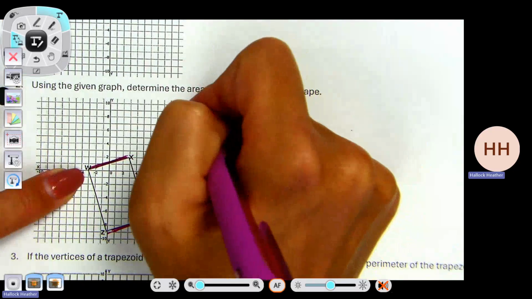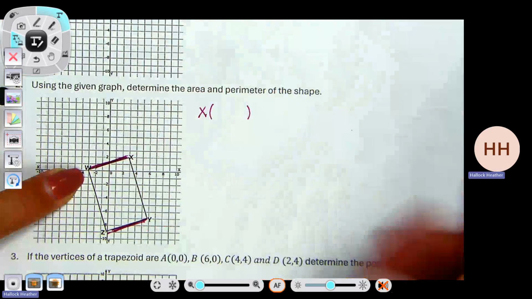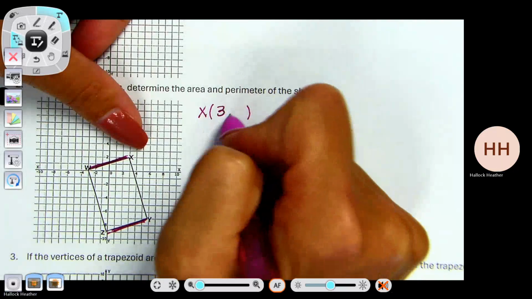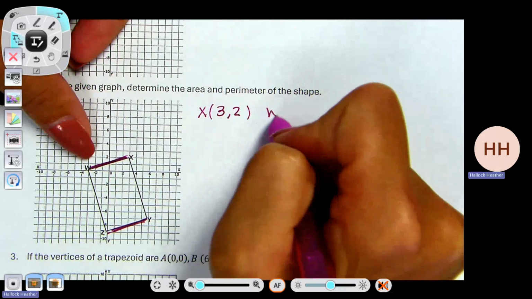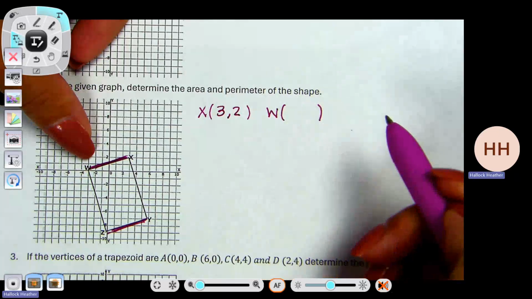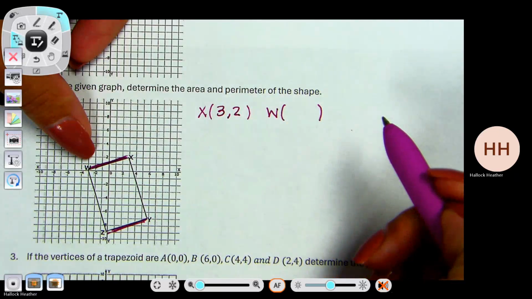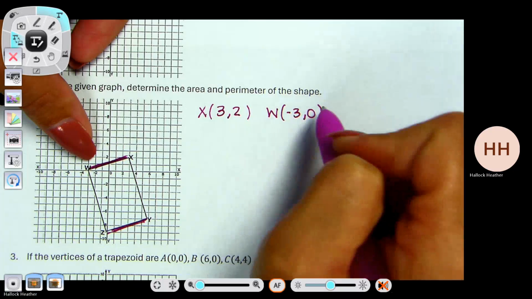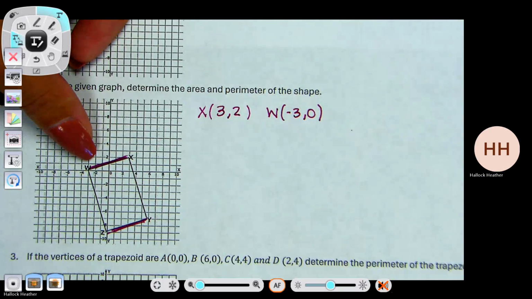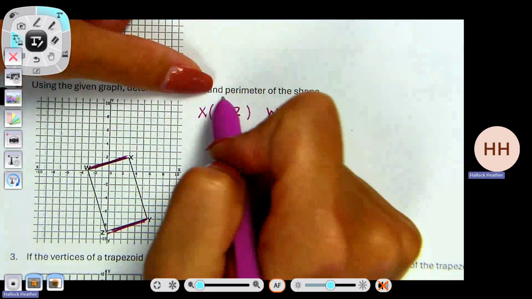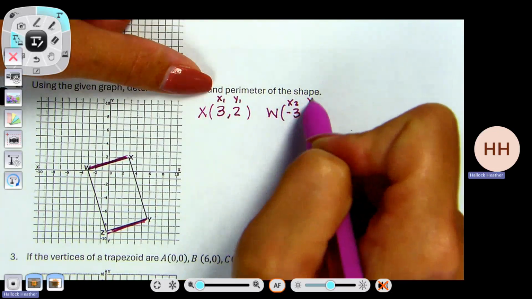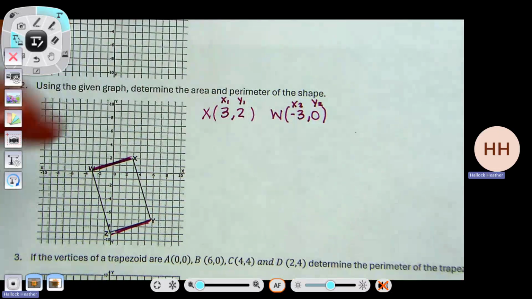So X is where on my graph? 3, 2. And then W is where on my graph? -3, 0. We're going to call this X1, Y1, and this X2, Y2.